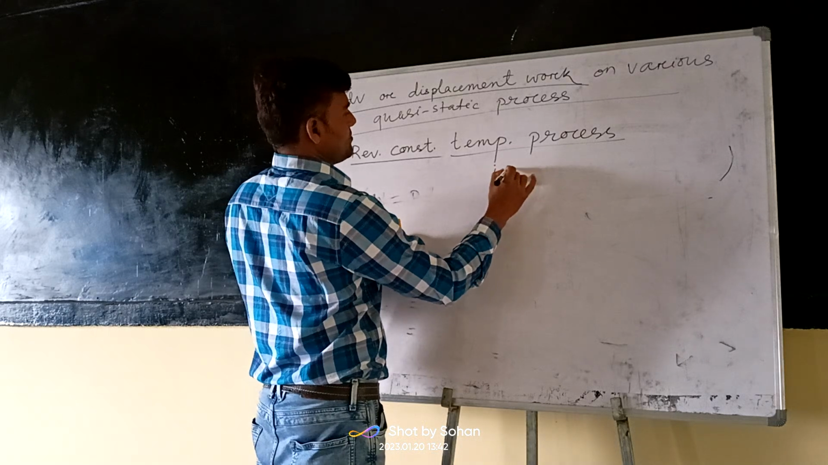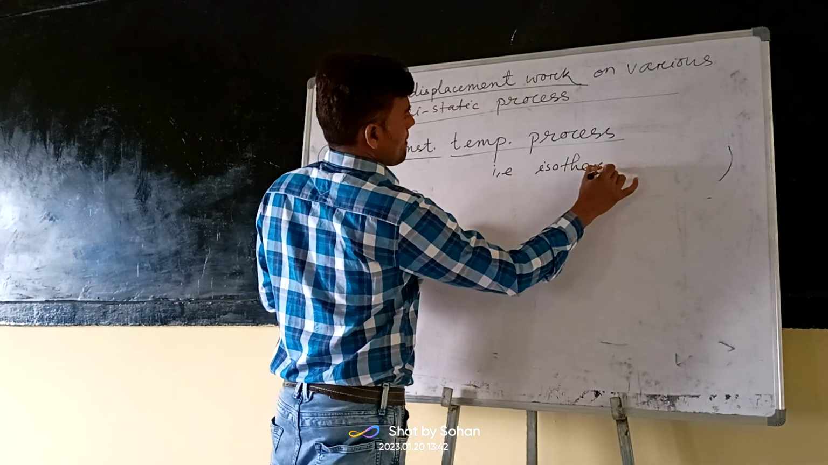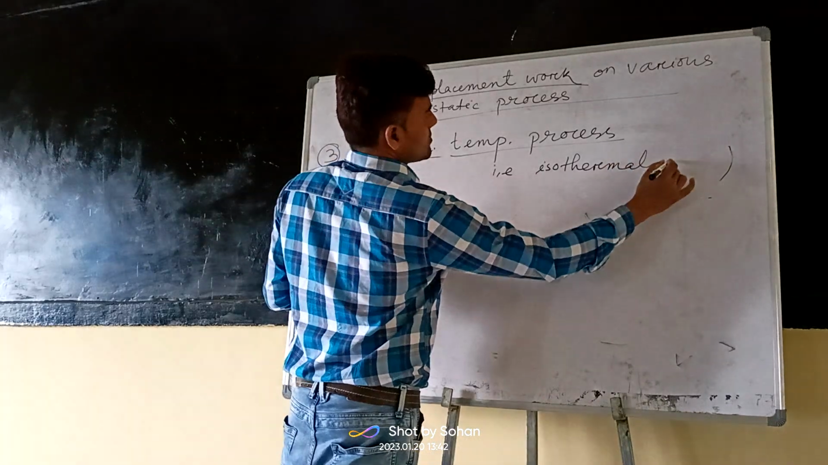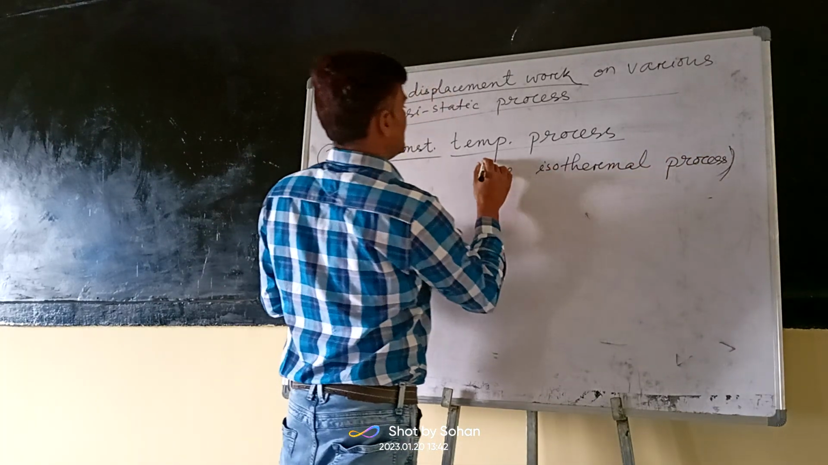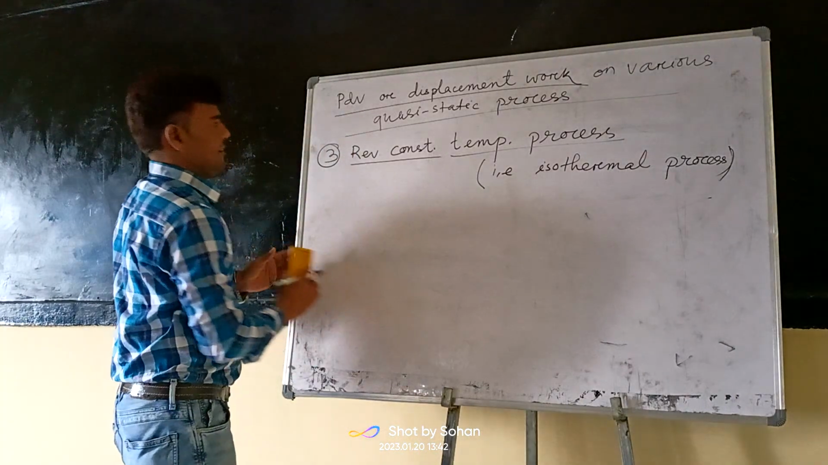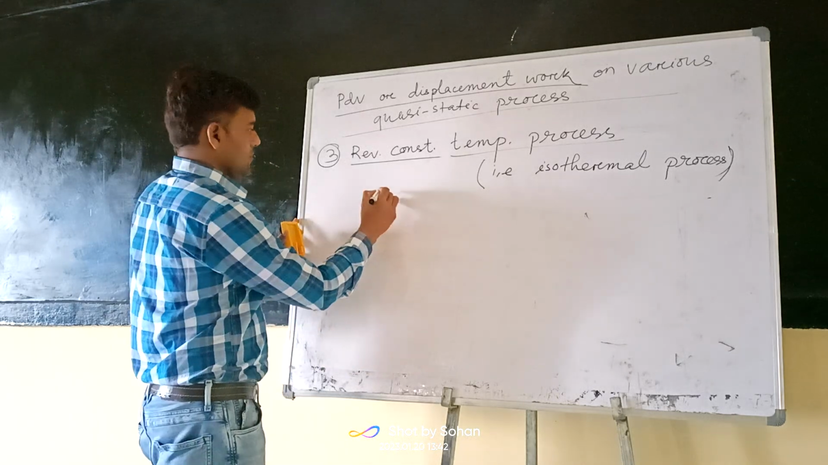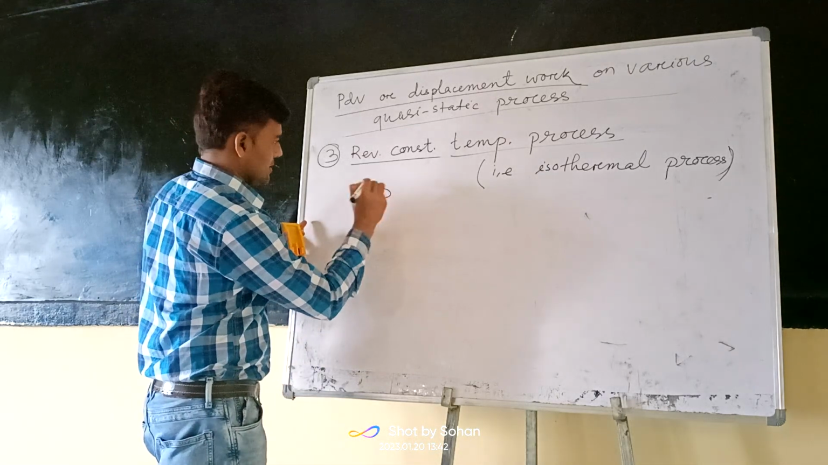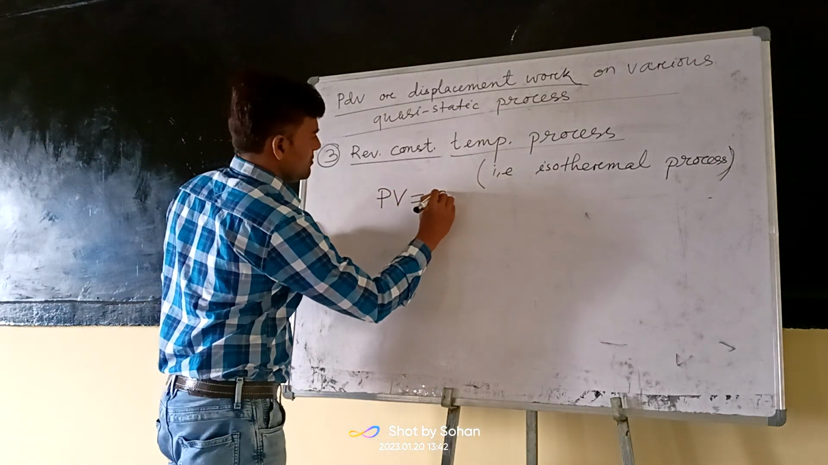That is an isothermal process, or reversible constant temperature process, where PV equals constant.